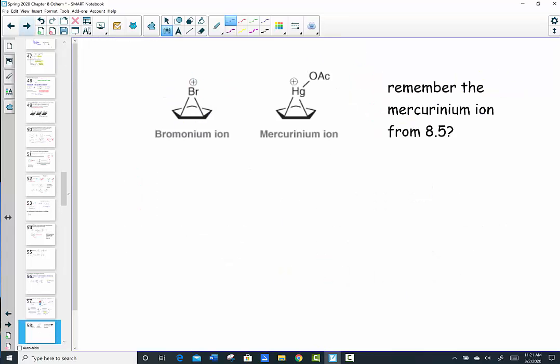So in your toolbox, you are remembering the following 2 intermediates that are used to prevent rearrangement. The bromonium ion forms a bridge between the 2 carbons that were in the pi bond. That mercury formed a bridge between the 2 carbons that were in the pi bond. And remember that same mechanism was used to create alcohols. This is going to be used to create halogens.